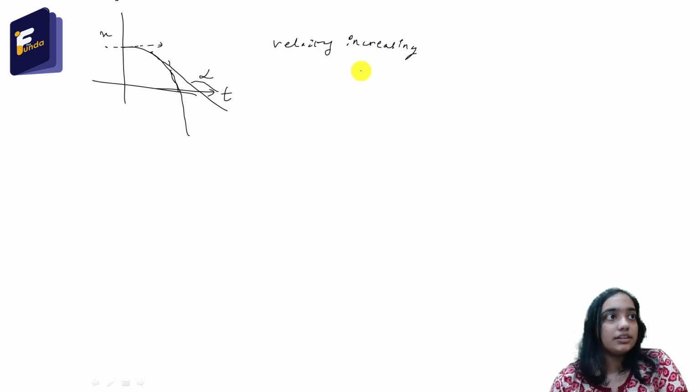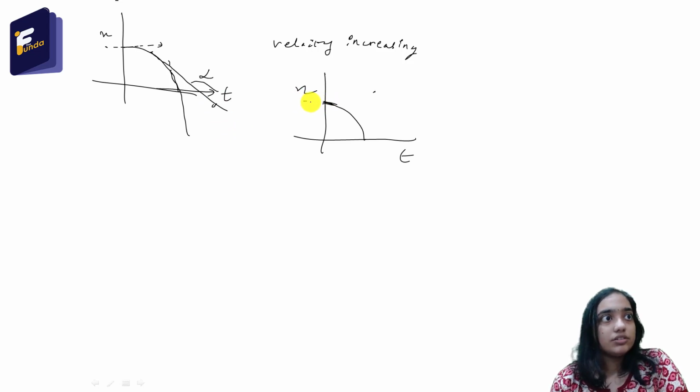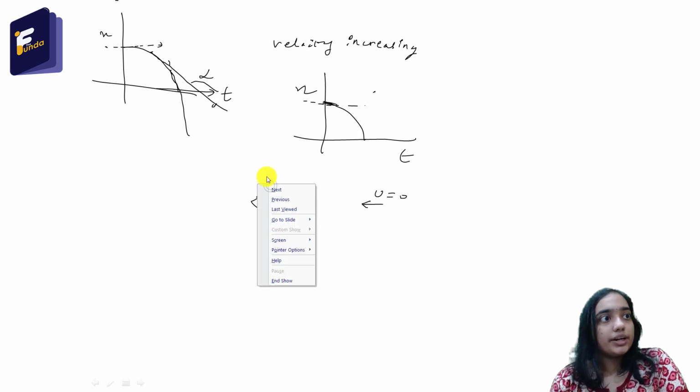From this graph, let me draw it again. From this position-time graph, I can say that the velocity is negative and the velocity is increasing. That means initially the velocity was 0. If this one is a little flat, then initially the velocity was 0. Let's say initial velocity equals 0 and the velocity is increasing. You can say, let's say it is equal to 20 meter per second.